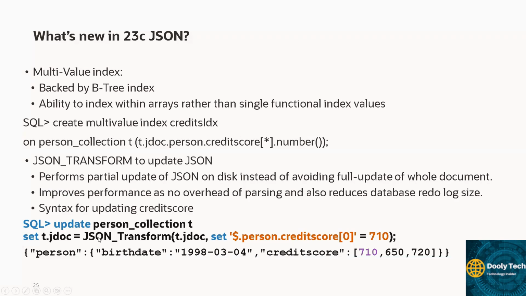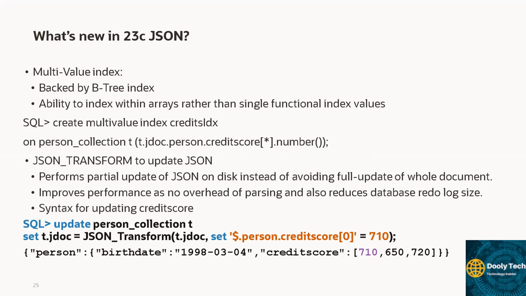Here the syntax is similar. We're using JSON transform. The T represents the person collection table. The JDoc represents the column. We wish to step through with the $ to go to the person and then credit score. We would like to go to the first item of the array and change it to 710. This is a new function, JSON transform, in 23c.